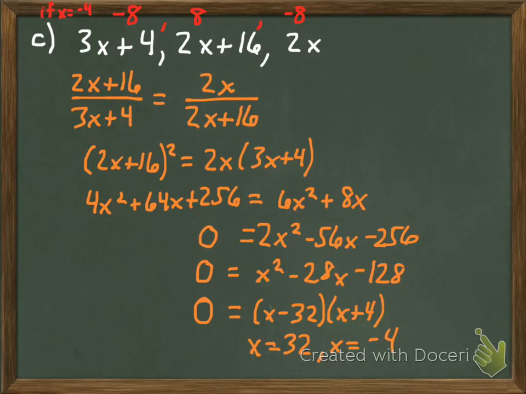Then if we let x equal 32, then you have 96 plus 4, or 100 for the first term. You would have 64 plus 16, or 80 for the second term. And you'd have 2 times 32, 64 for the third term. Now, the common ratio in that case would be 0.8. If you multiply 100 by 0.8, you get 80. If you multiply 80 by 0.8, you get 64. So 2 different geometric sequences.